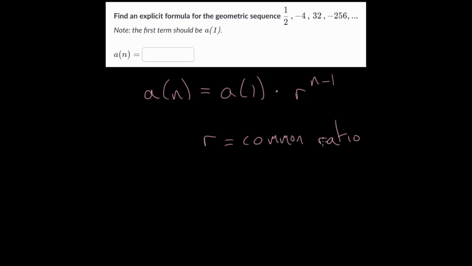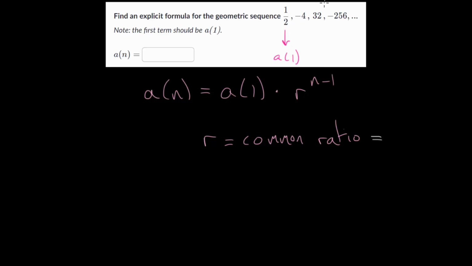So r is our common ratio. And the majority of the work for these problems is going to be to find that common ratio since we're given the first term. So we already know what a of 1 is. That's just 1/2 in this case. And to find that common ratio, remember that you can set up an equation. We can take 1/2, multiply it by r, and set that equal to -4, and then solve the equation.